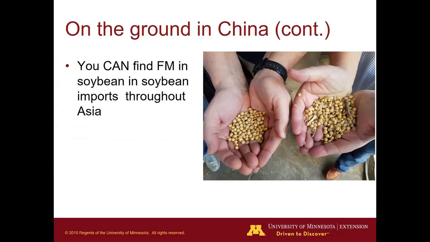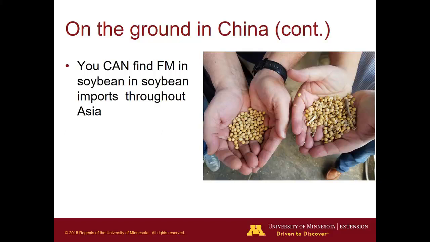Okay. You can always find foreign material in soybeans. Whenever I've been at the ports, when they unload these ships, we look at it, and we can basically predict where they came from. Okay, one of these is from New Orleans and one of these is from Brazil. Does anybody know which one is which?